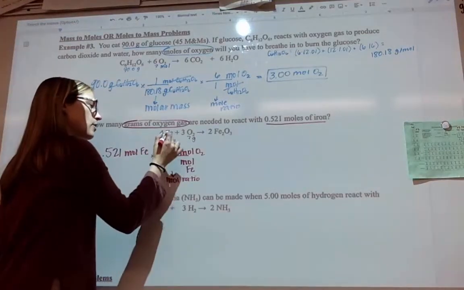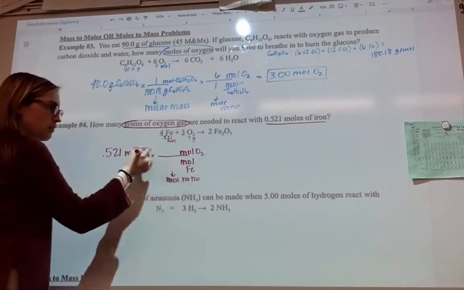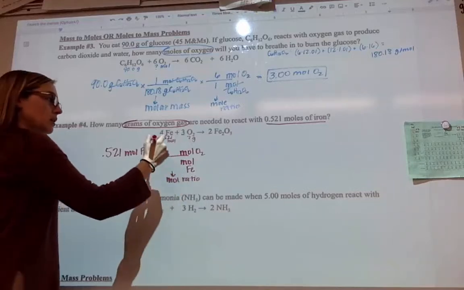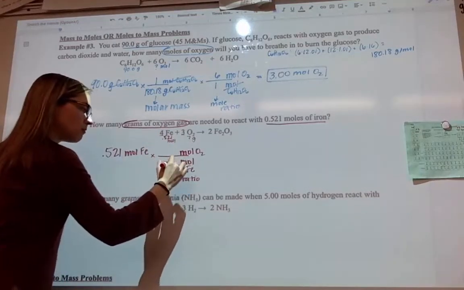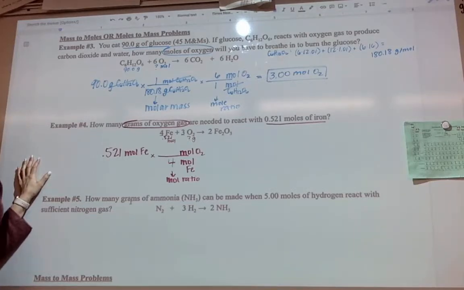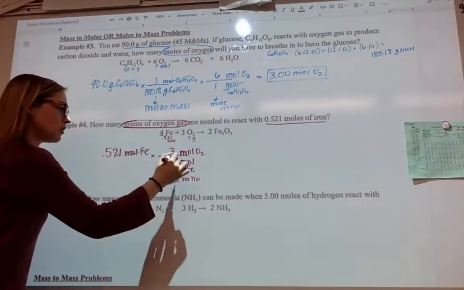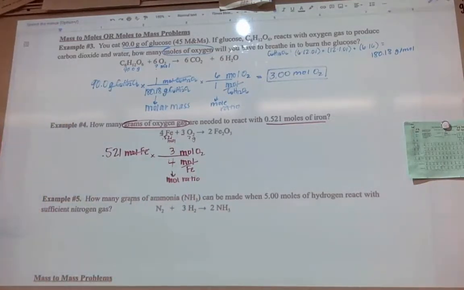Because that's where these coefficients come in. So it's moles of iron on the bottom so that it cancels. For every 4 moles of iron, how many moles of oxygen are required? 3. Right? It comes from the coefficients. So now moles of iron have canceled. We're at moles of oxygen.